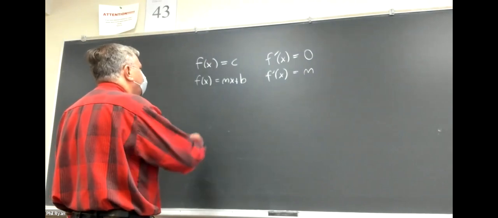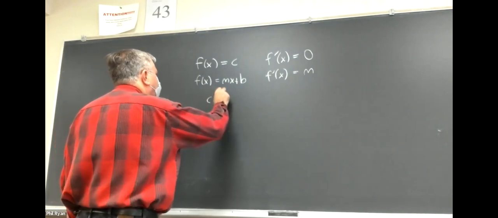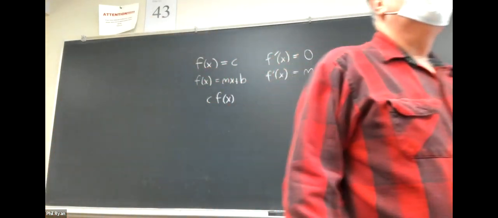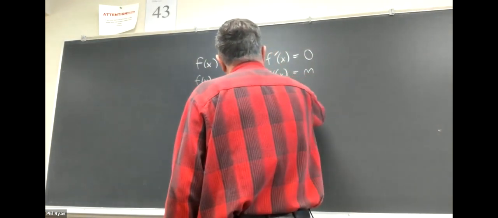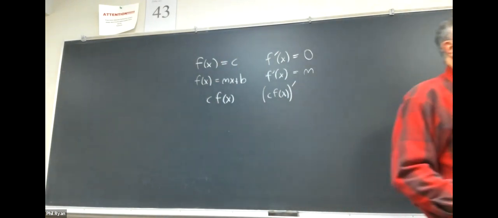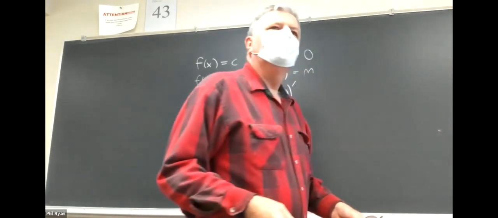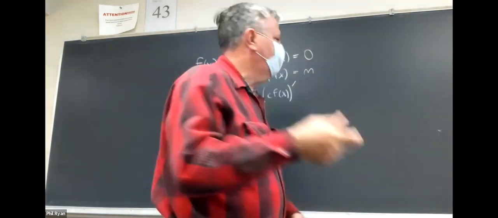What about if we have our function and we multiply it by a constant? What is the derivative of that in terms of the derivative of our original function? So let's have a think about this. Well, how do we figure out derivatives? We do rise over run, right?